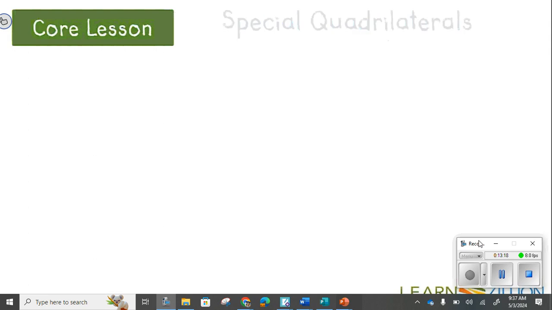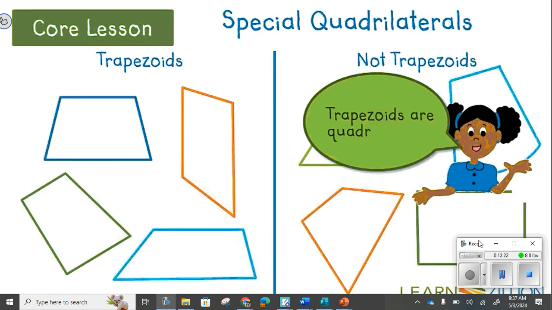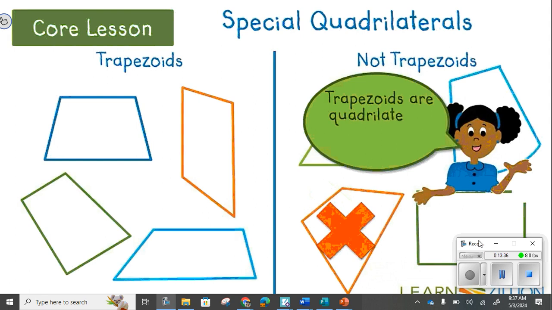Let's revisit our groups. We know that trapezoids are quadrilaterals. Does this shape on the right have parallel sides? Any parallel sides? No, it does not. Now we know trapezoids are quadrilaterals that must have 1 pair of parallel sides.